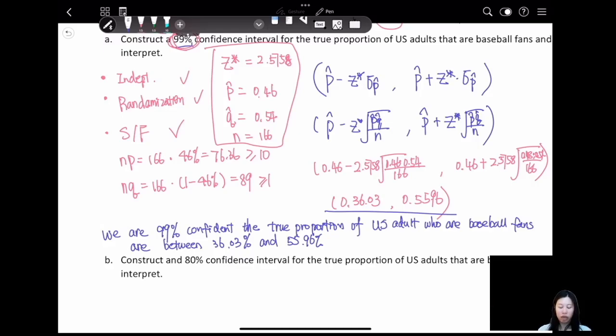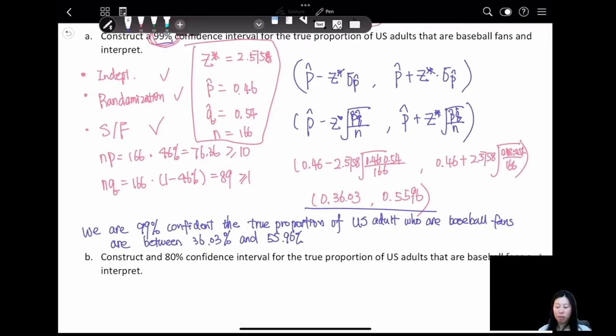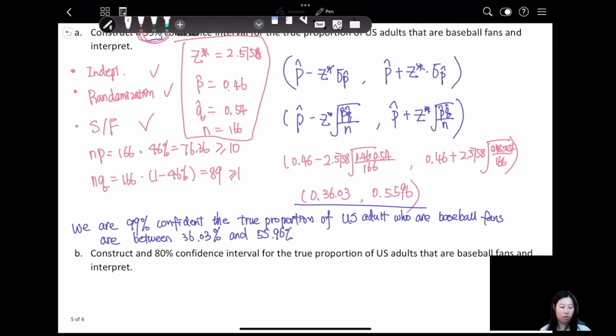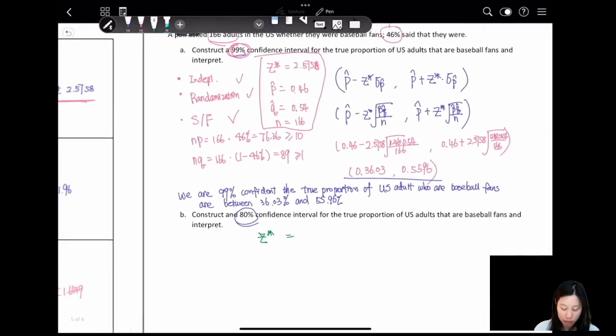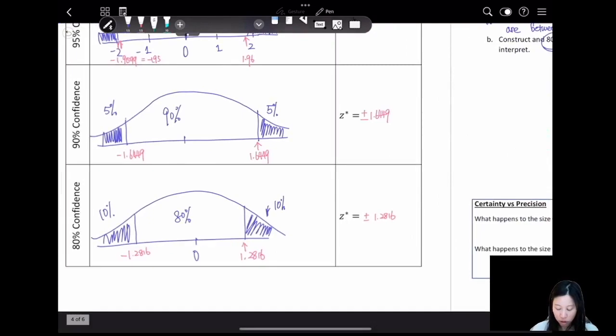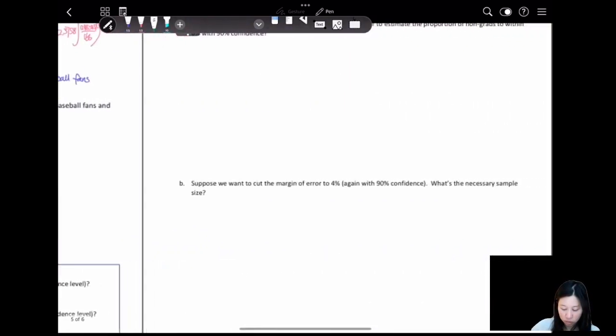Okay, now they say construct an 80% confidence interval for the true population proportion of US adults that are baseball fans, and interpret it. So basically it's the same idea, but since it's an 80% confidence interval, that means we change the z-score. We change to another fishnet. So now take a look. This fishnet is what? Positive and negative 1.2816.